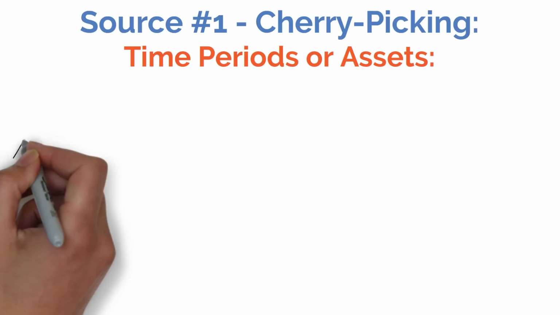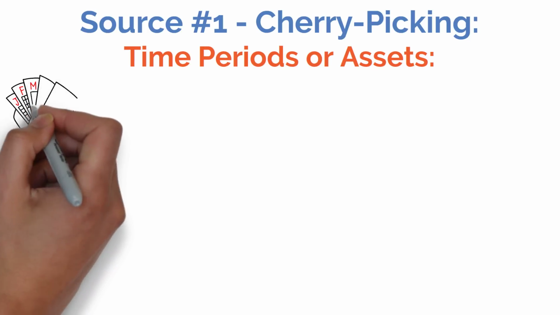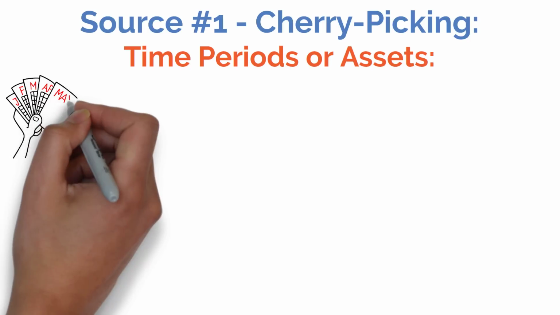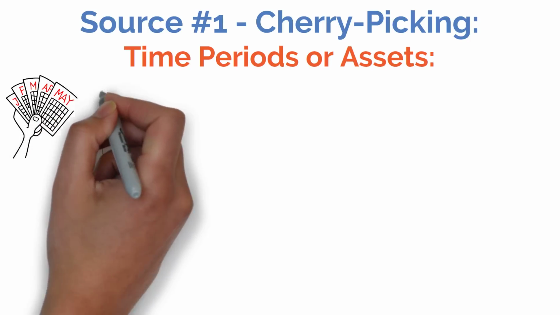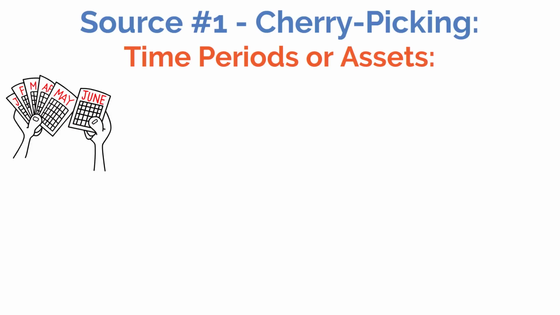We can cherry-pick specific time periods either because we don't have access to very much historical data, so we just use what's available to us, or because we're trying to focus on a specific economic environment that we believe relates to the present or near future environment that we'll be investing in.